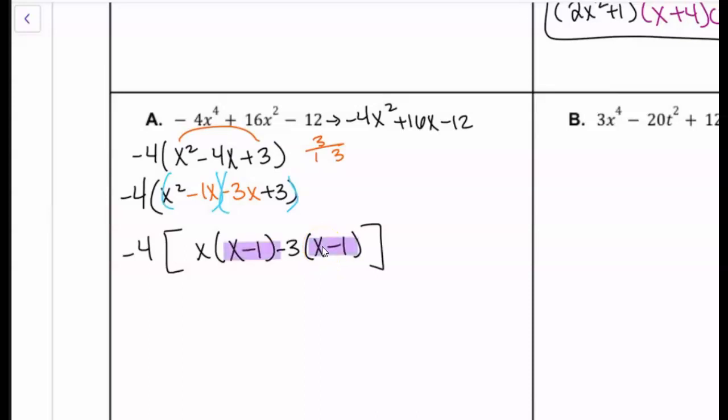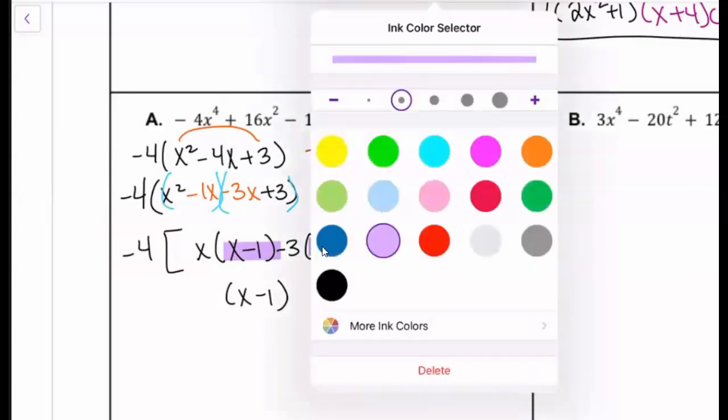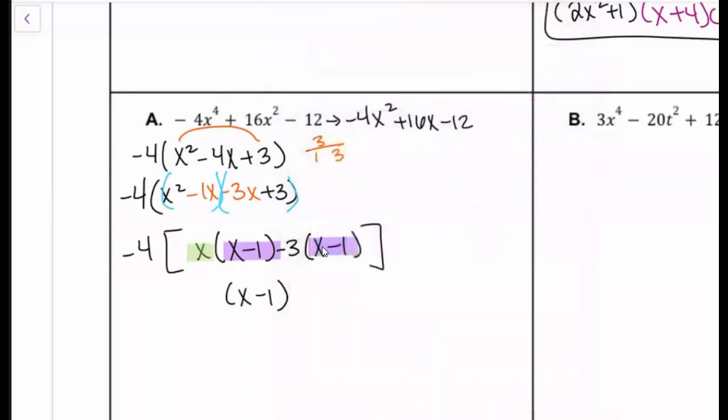So I'm going to take those parentheses, and that's going to be the first part of my answer, x minus 1. And then, remember, the next part of my answer is the GCFs, so the x minus 3. And then I still have my -4 at the front.